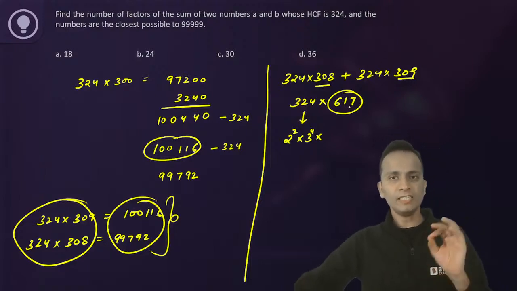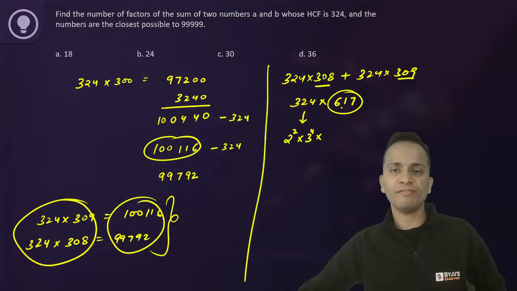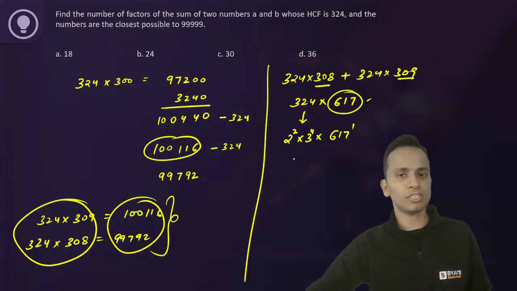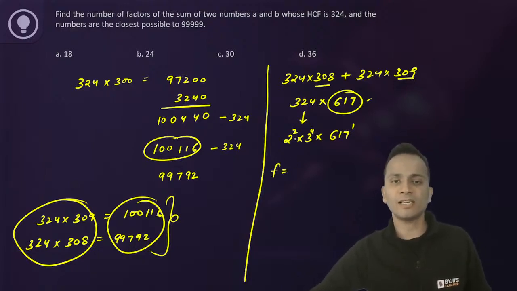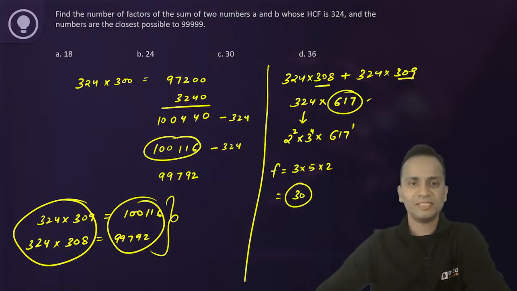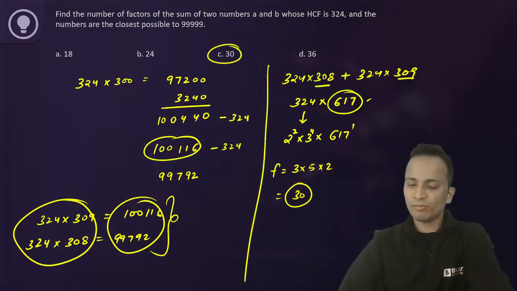Now let's check 617, if it is a prime number or it can be factorized. So 617 check करना है factorize हो सकता है या फिर नहीं. So it is not divisible by 3, not by 5, not by 7, not by 11, 13 से नहीं होता, 17 से नहीं होता. So this is the prime number. Yes. So 617 raised to the power 1. So number of factors calculate कर लेते हैं. So number of factors will be 3 into 5 into 2, that is 30. So 30 factors will be for this number. Got it? So the correct answer will be option C for this one.